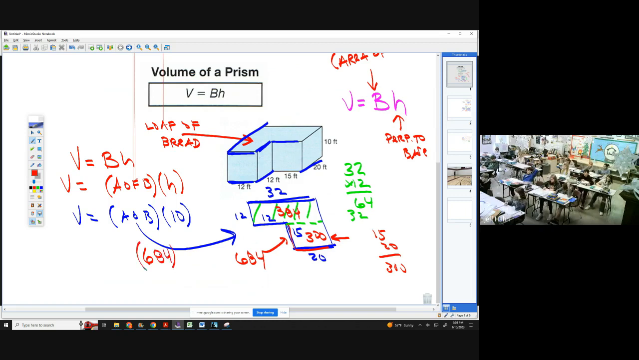684 times 10 is 6,840 feet cubed, by the way. Did I put squared up here? Volume is always in cubic feet. Are you picking up what I'm laying down? Yeah.